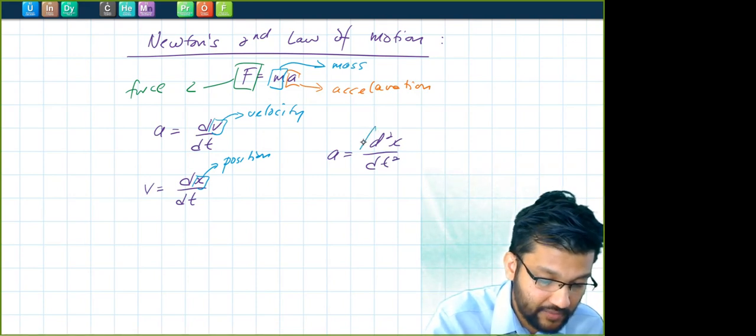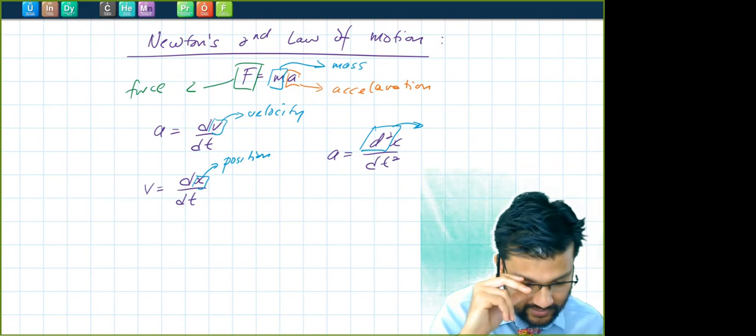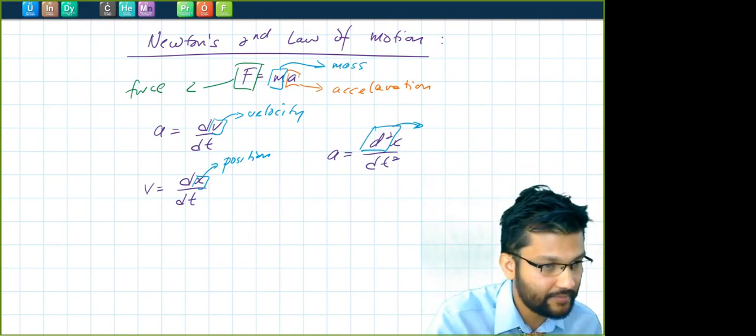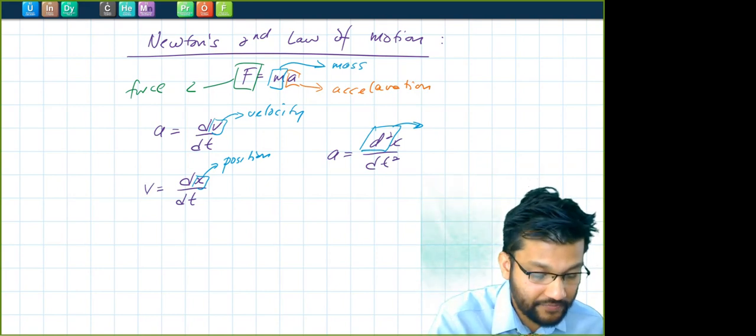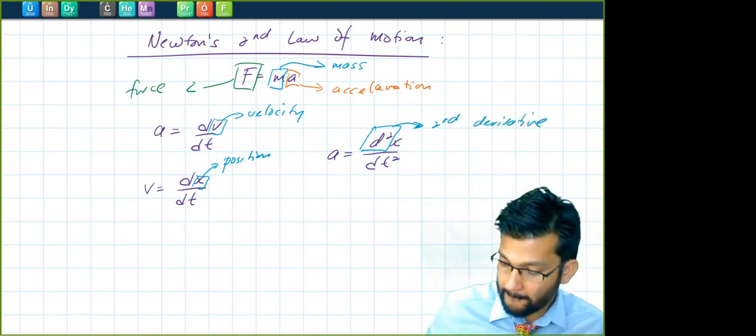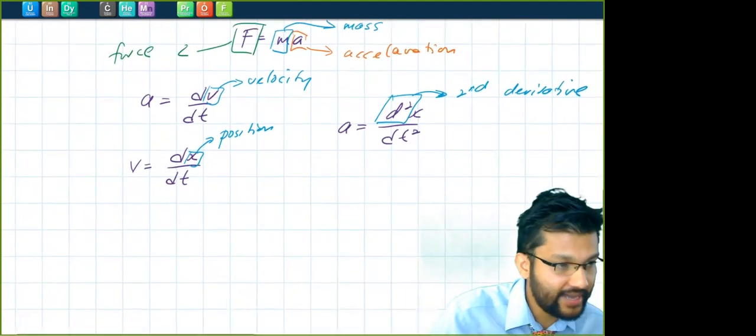And let me know if any of these terminologies don't make sense. I think one of the prerequisites for this course is calculus. But if you're not familiar with these terms, let me know. But this is the second derivative. So these are all time derivatives, right?